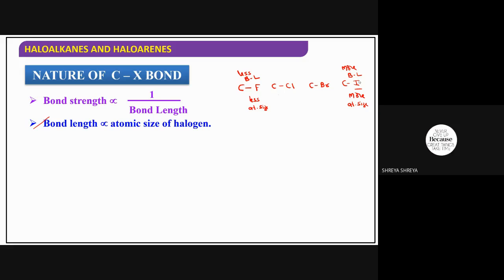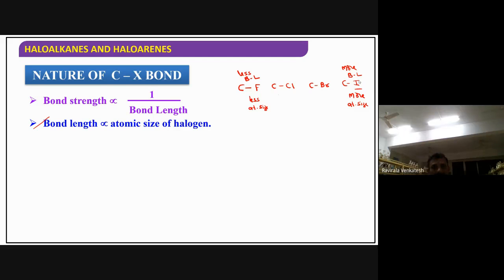CF bond. The CF bond has a very small bond length, therefore it has more bond strength. The C-I bond will have less bond strength. That means we can break the C-I bond easily, because it has a very high bond length.